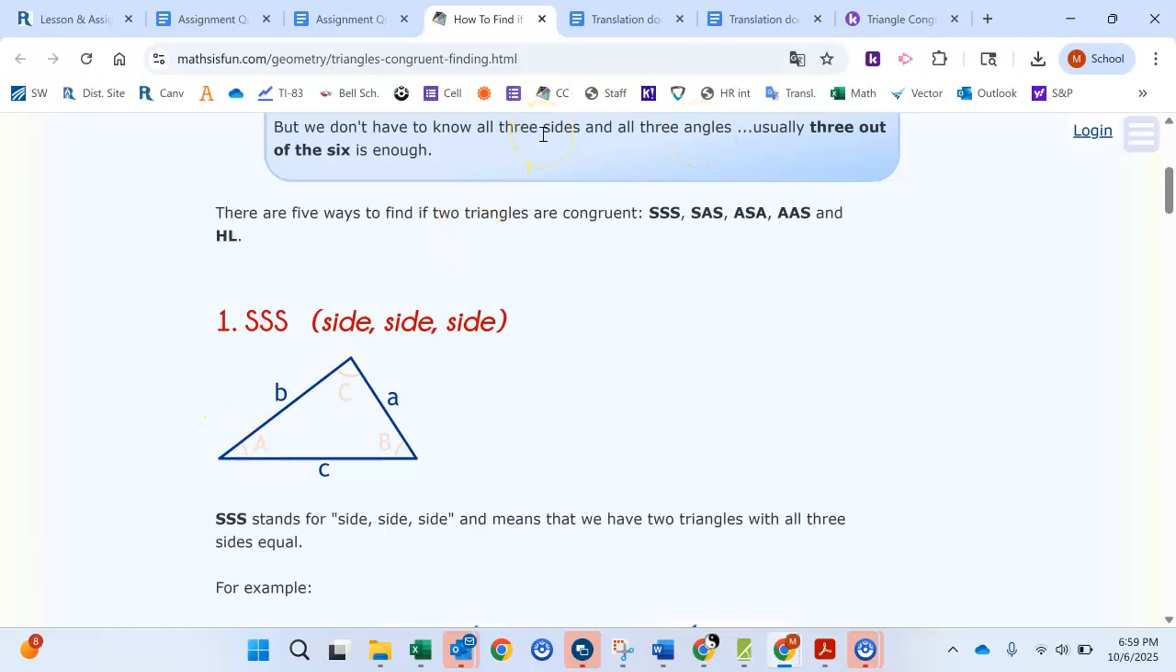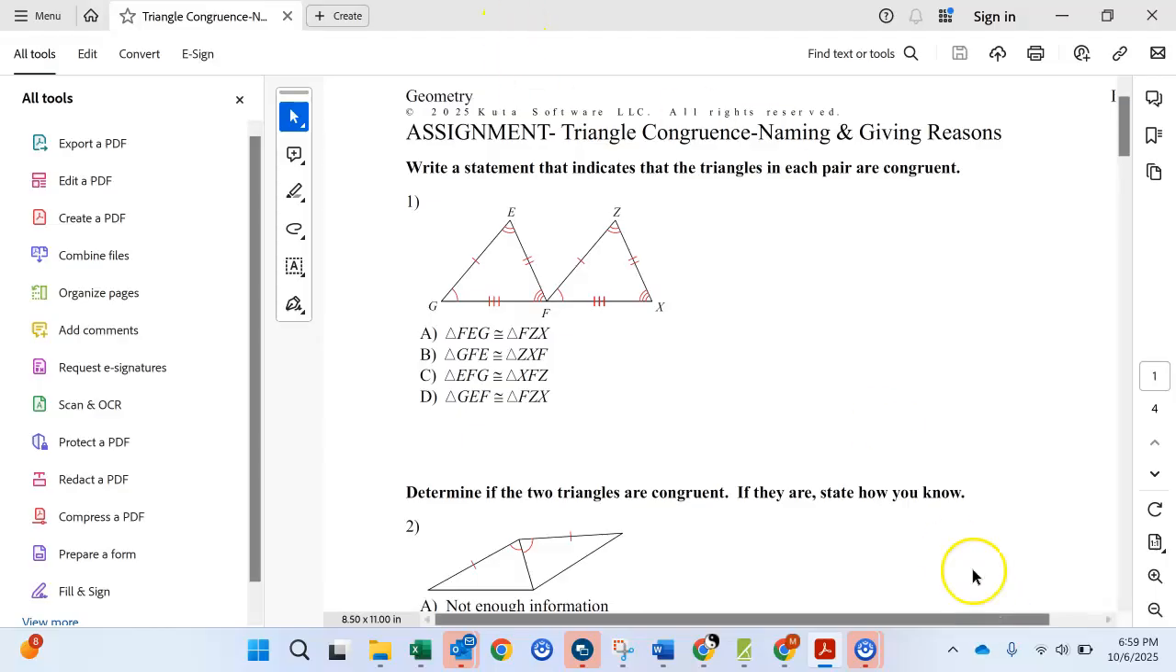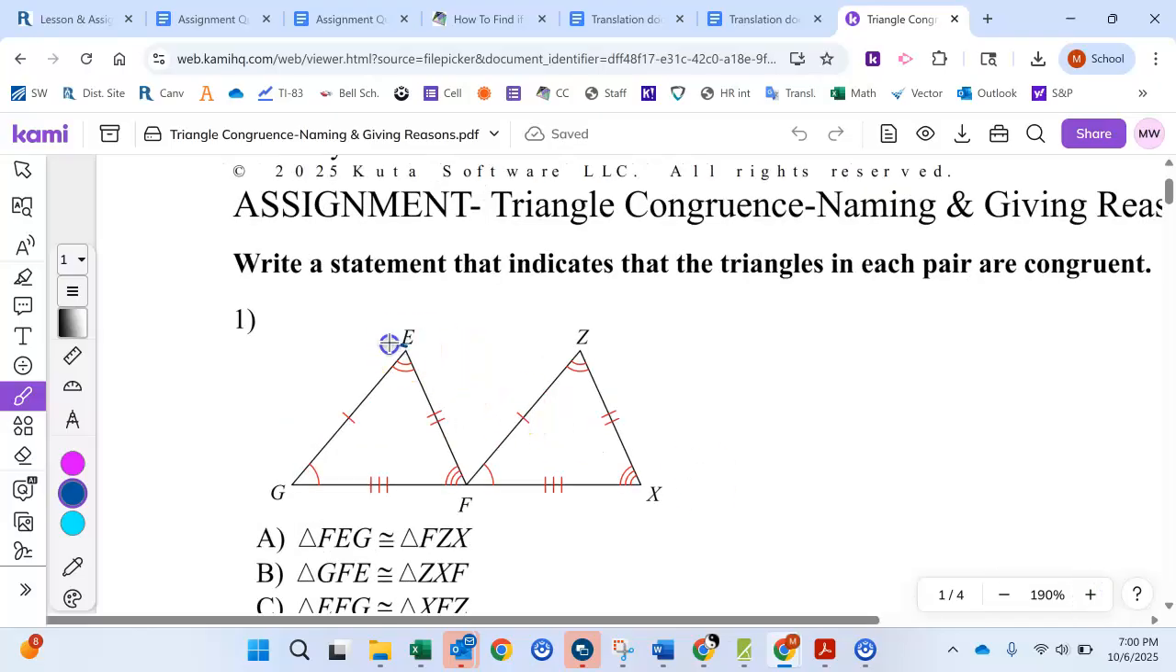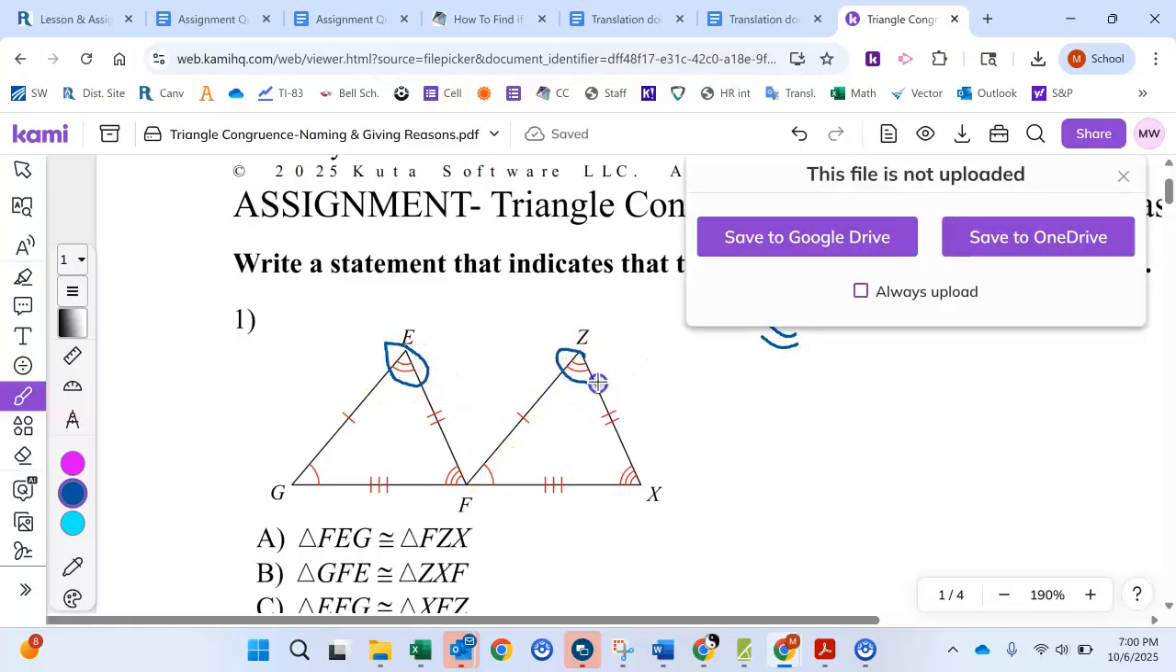So on this assignment, we look at this one here. Mine is in Kami. When we look at these 2 triangles and ask why they are congruent, let me make this blue. We can see that this angle right here has 2 marks, 1, 2. So this angle here is going to be the same as the angle that has 2 marks over here. So these 2 are the same, okay?